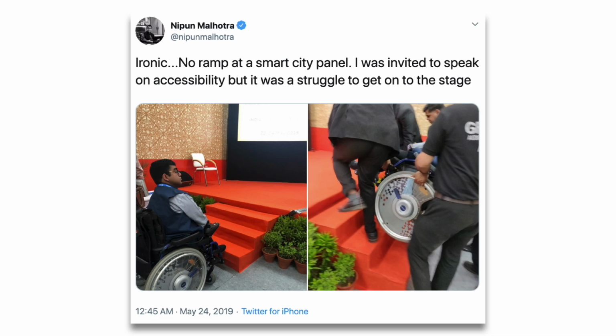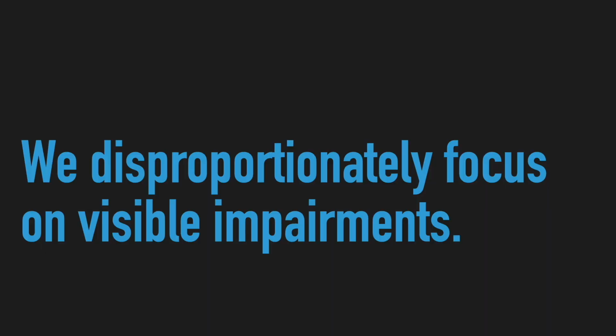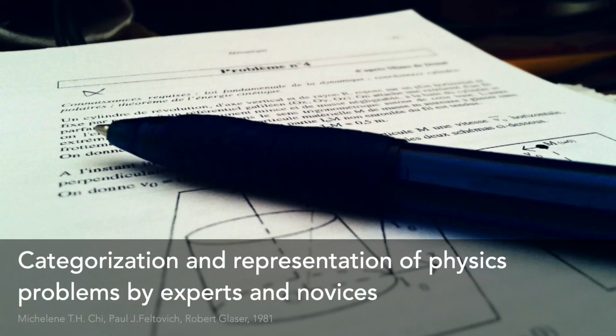Another challenge, if you are a relatively able-bodied person who lives your life without any major or notable impairments, is that we disproportionately tend to focus on visible impairments, the things that we can immediately see. This is not too surprising in the grand scheme of things. There was a study about this back in the 80s, and this will be a dramatic oversimplification of this study, but basically what they did was they took a bunch of physics problems and they gave them to physics students and physics professors, and they said, go ahead and sort these however you think they should be sorted.